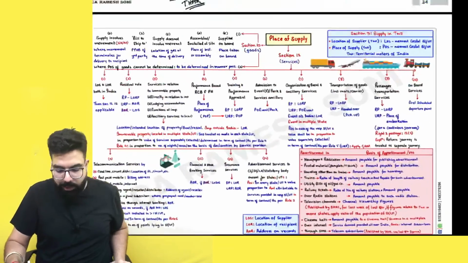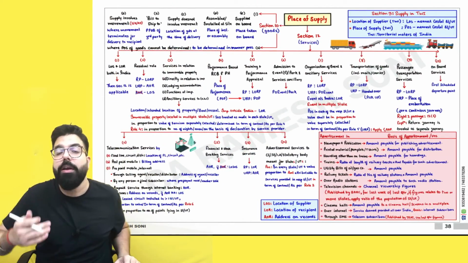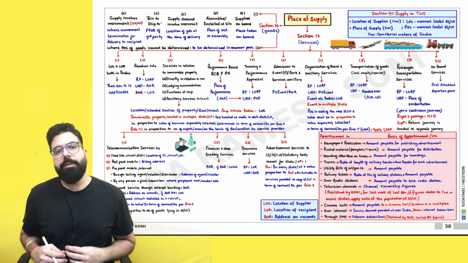And the last chapter will be regarding place of supply. So all the three chapters I'll be providing. After this, the amendments for the May 24 attempt will be provided.